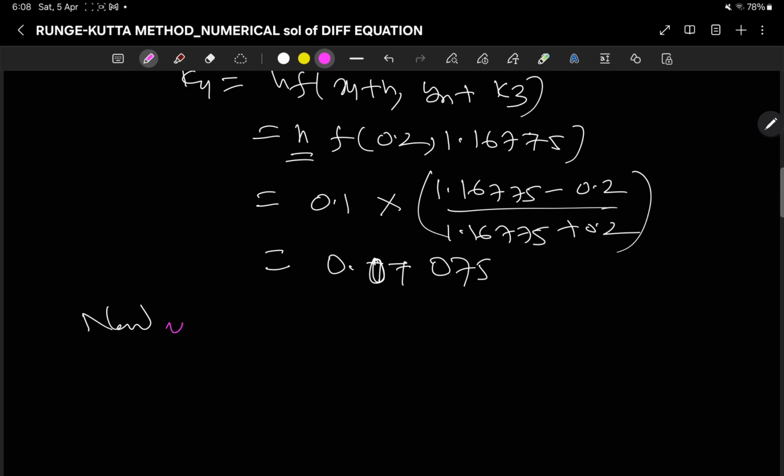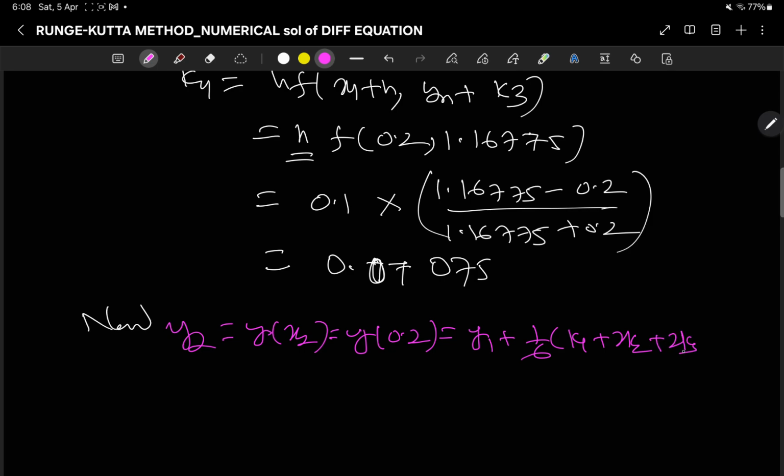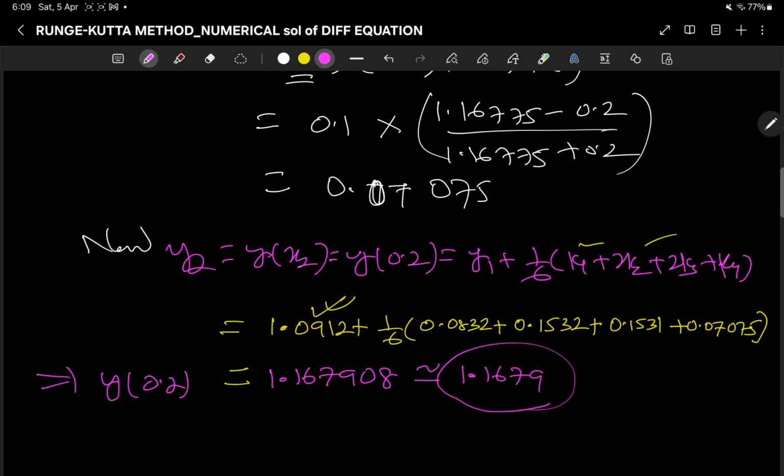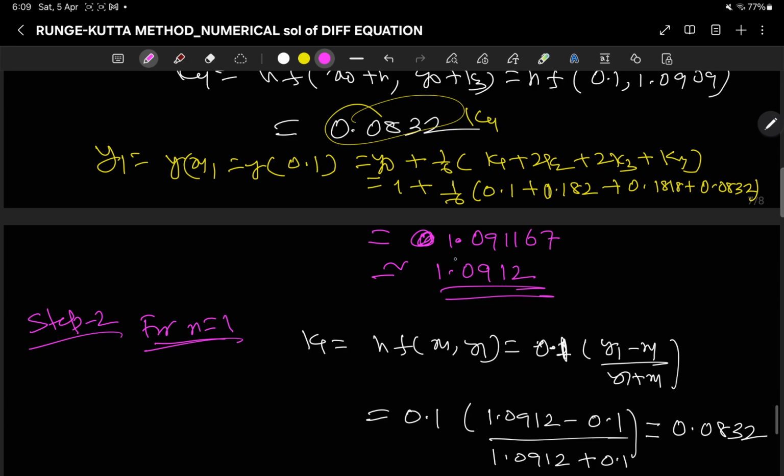Now my y(2) is y(x2), which is y(0.2), equal to y1 plus 1 by 6 (k1 plus 2k2 plus 2k3 plus k4). Now substituting all these values, here y1 is from step 1, and after simplification it will give us y(0.2) equal to 1.167908. If we round up to 4 decimal places, it is 1.1679. So this is my final answer. Okay, final answer 1.1679.